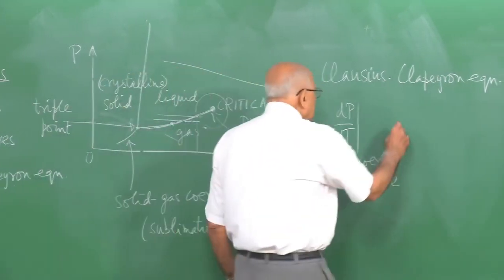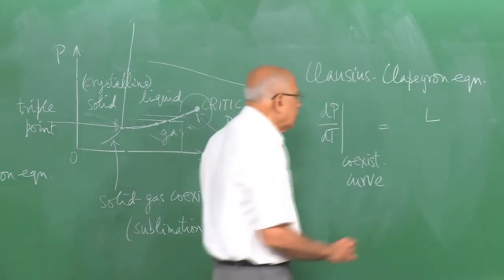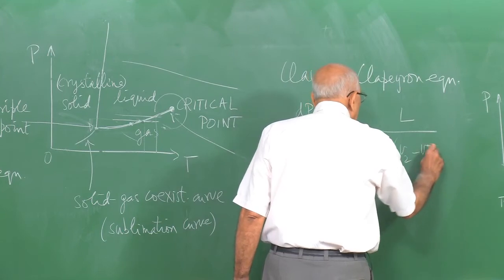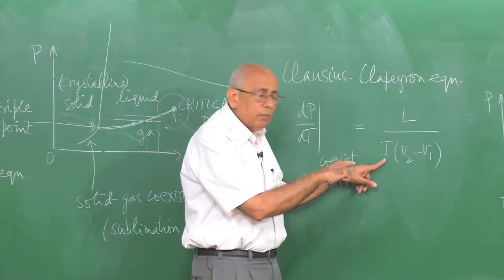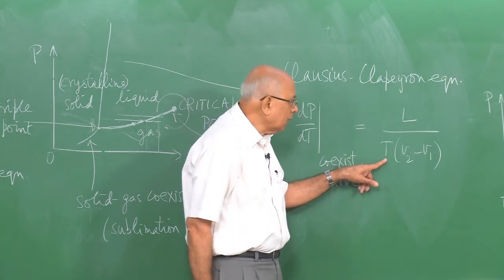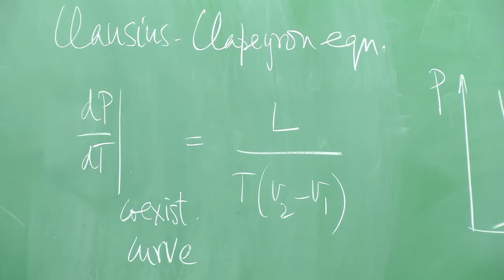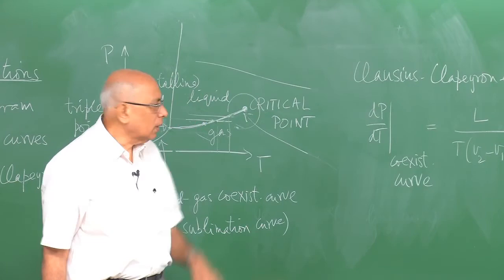This is written generally as the latent heat divided by T times V2 minus V1, where T is the corresponding transition temperature, boiling or freezing temperature, and V2 and V1 are the specific volumes of the system in a given phase, in phase 1 and phase 2 across this.